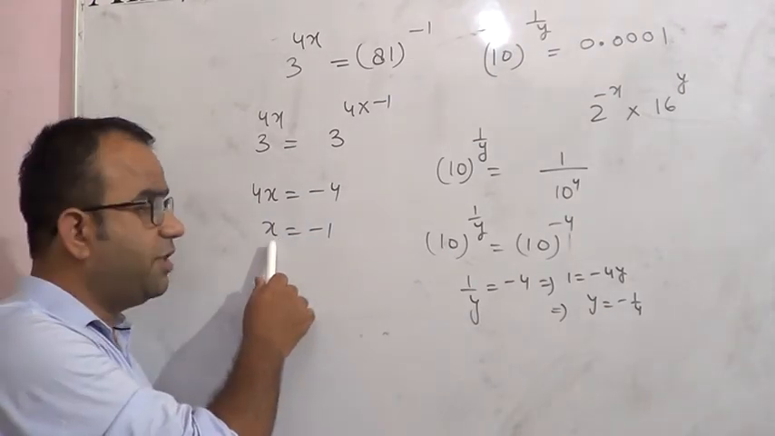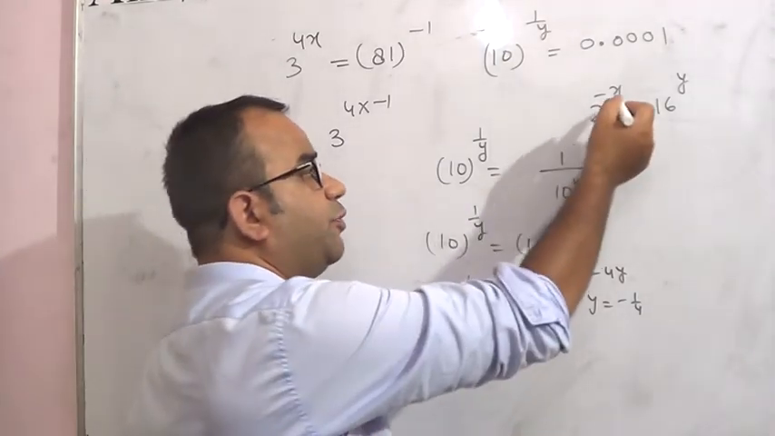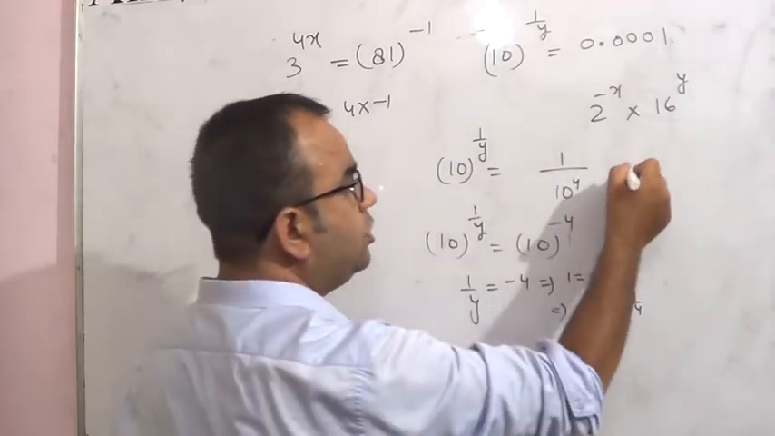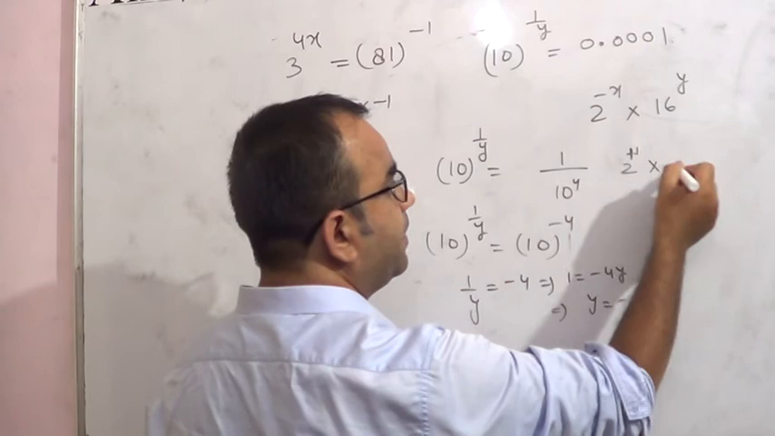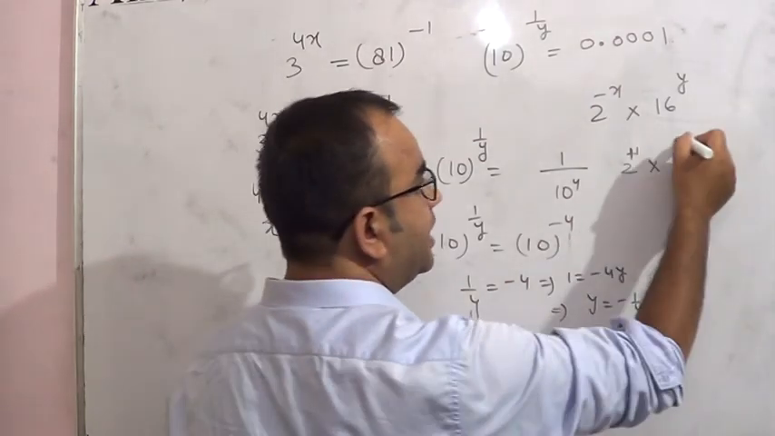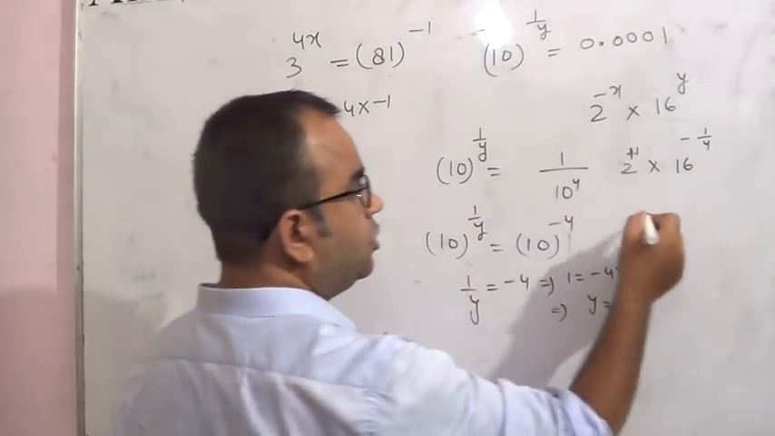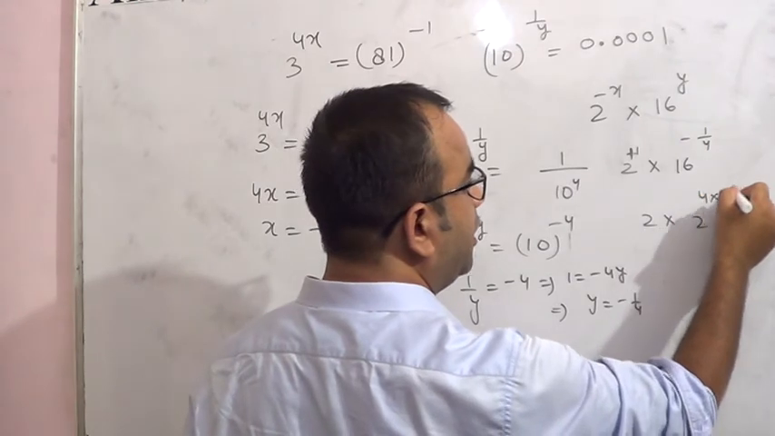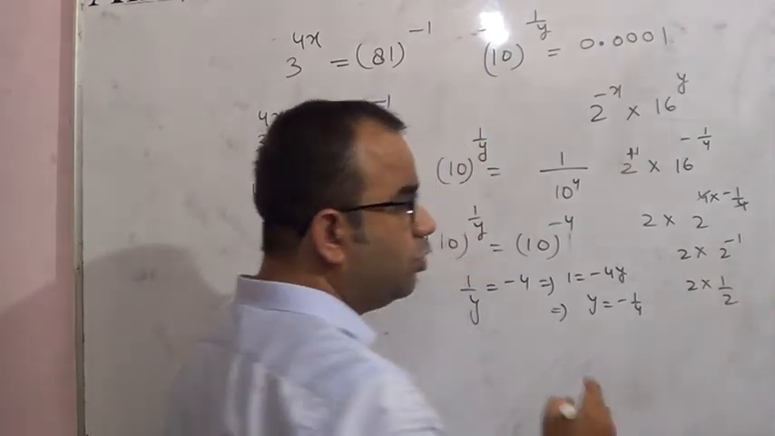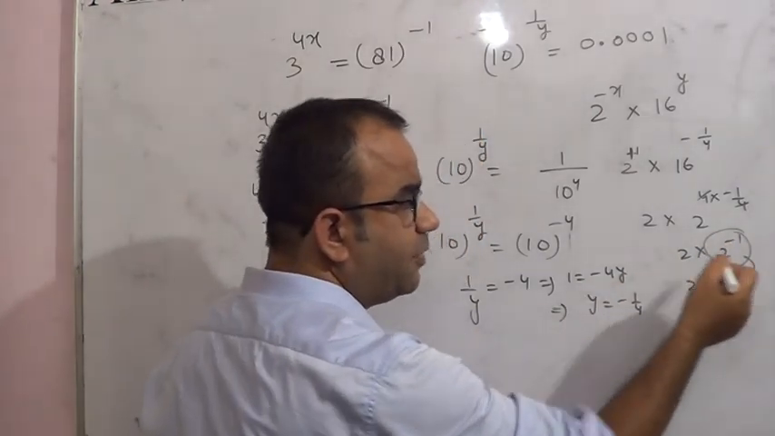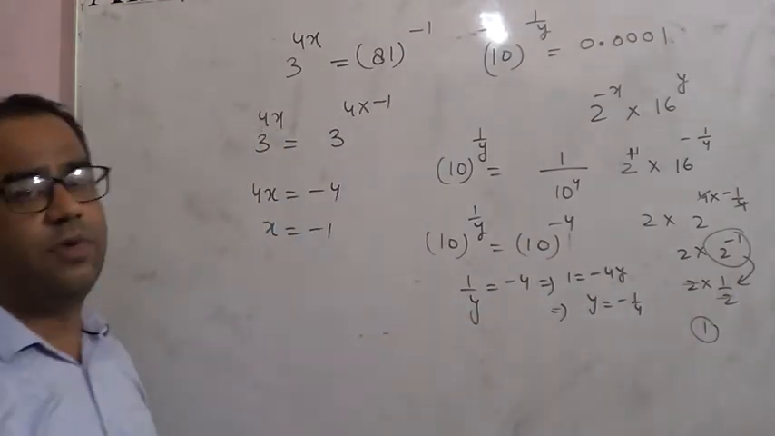Hence I have got the value of x as well as the value of y. Now I just put these values here. So 2 to the power minus x will become 2 to the power plus 1, multiplied with 16 to the power y, that is 16 to the power minus 1 upon 4. So 2 into 2 to the power 4 into minus 1 upon 4, that is 2 into 2 to the power minus 1. 2 to the power minus 1 can be written as 1 upon 2, a very important step. So this 2 will be cancelled with this 2, hence the answer is 1.